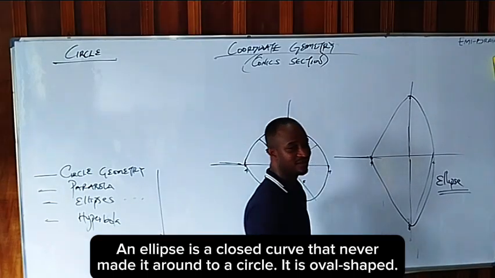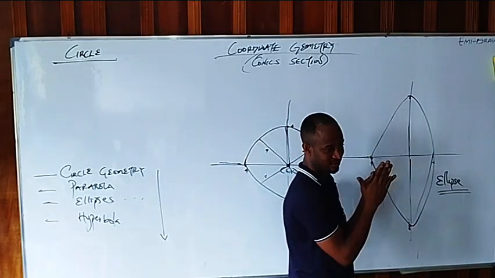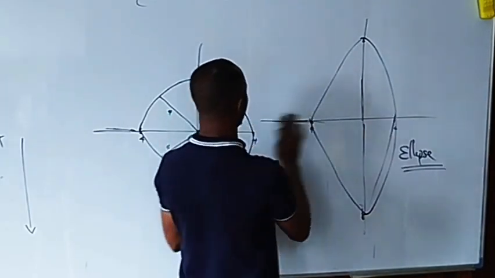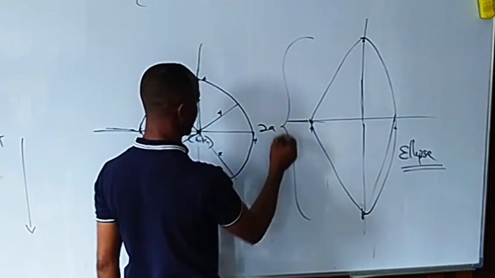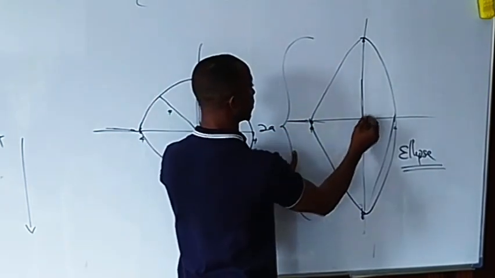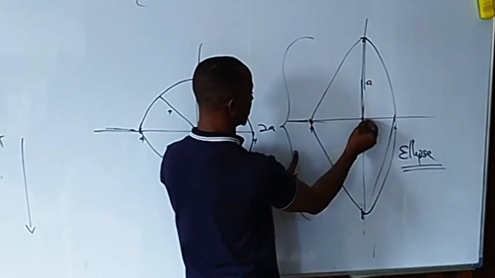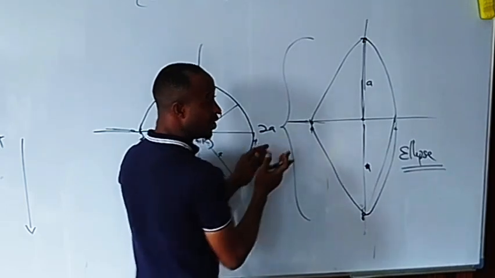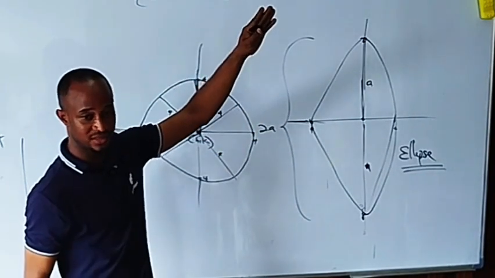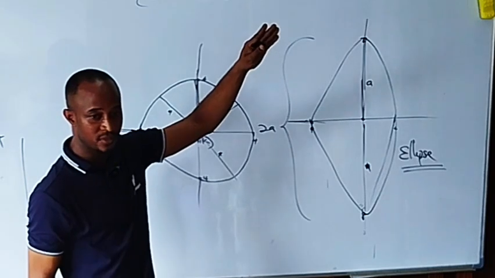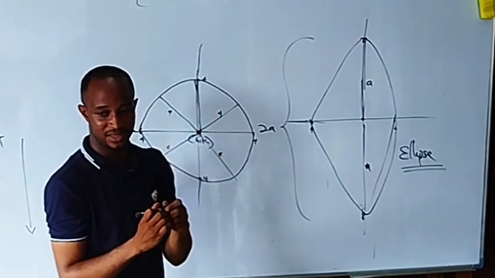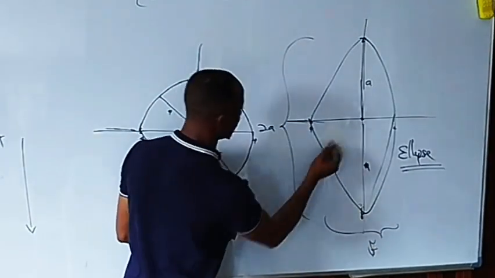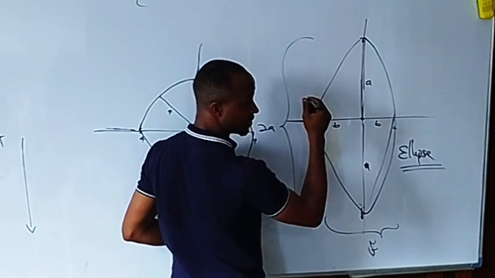In an ellipse, we have two axes. We have the major axis and the minor axis. The major axis is always from here to here. It's called 2A. From this region to this point is A, here it's called A. So A plus A will give us 2A. The longer side in an ellipse is called the major axis, and it's given as 2A. The shorter side is called the minor axis, and it's given as 2B. Here is B, here is B. Are you following me now?